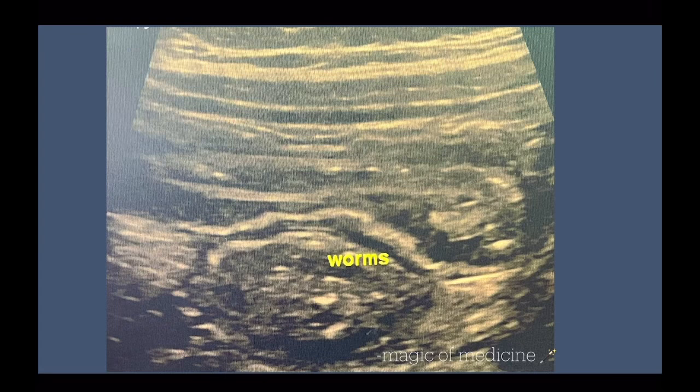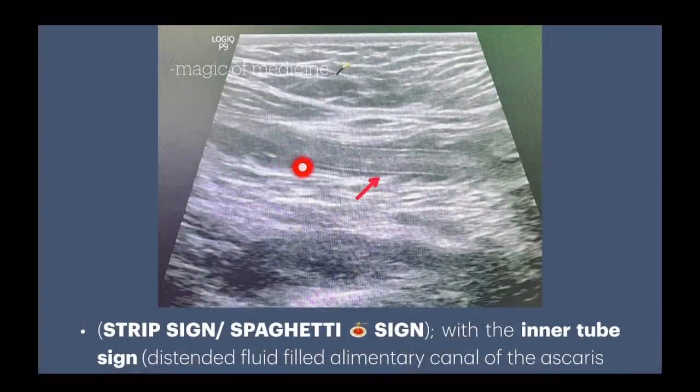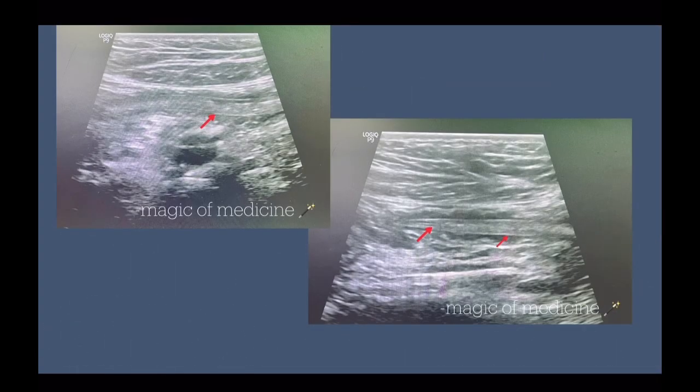Next, again look at this USG image. This one is the worm and this one is its curved tail. Next, again look, this is the worm with the strip sign, 4 echogenic lines with 3 anechoic bands and the inner tube sign. Again look at the images. This one is a video.